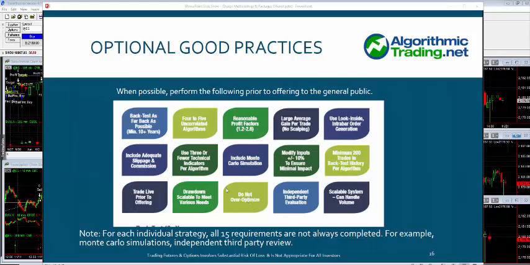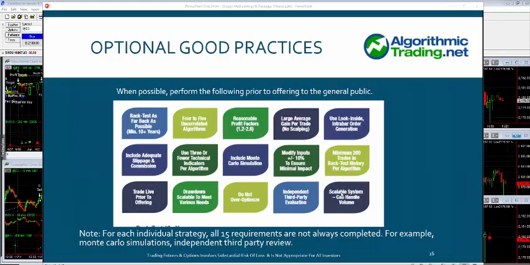So when we do our optimization, and for those that aren't familiar with optimization, we will have another video out that will talk about that in more detail, we don't want to over-optimize, so we optimize on fairly large increments. We do not optimize down to the tick level. And then when possible, independent third-party evaluation. Early on we did have this done on some of our older algorithms. We haven't done this on the more recent ones.